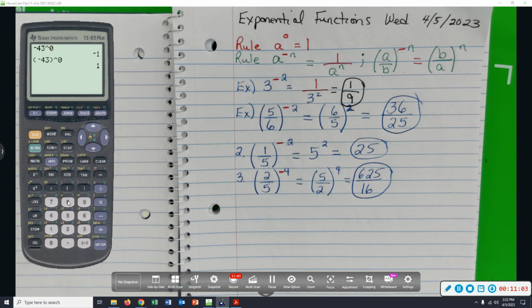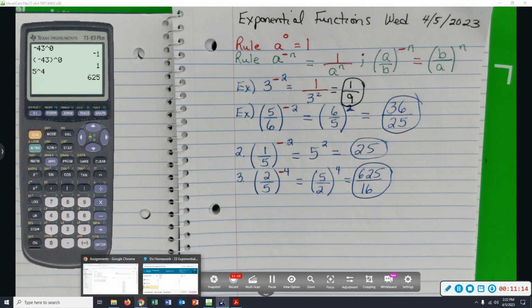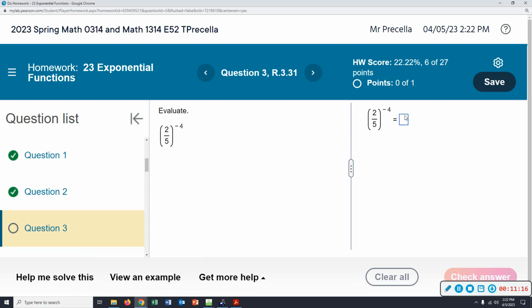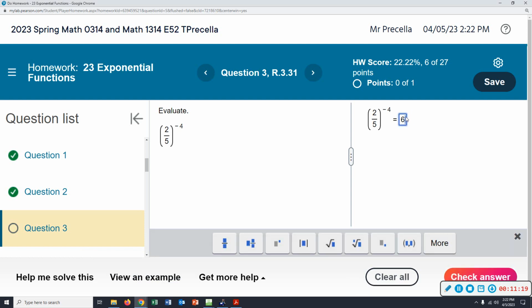So if you did something like 5 raised to the 4th, 625. Okay, so you can use a calculator for stuff like that. Oh wait, I didn't write in the answer, did I? It's 625 over, what did y'all say, 16?